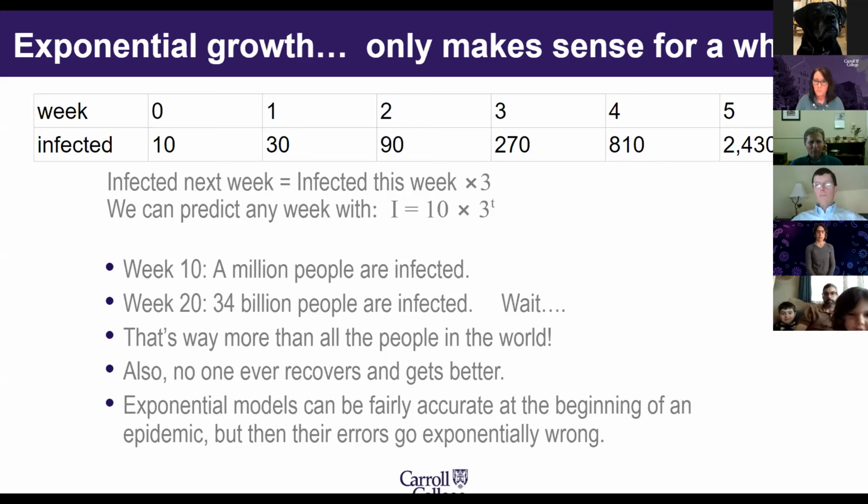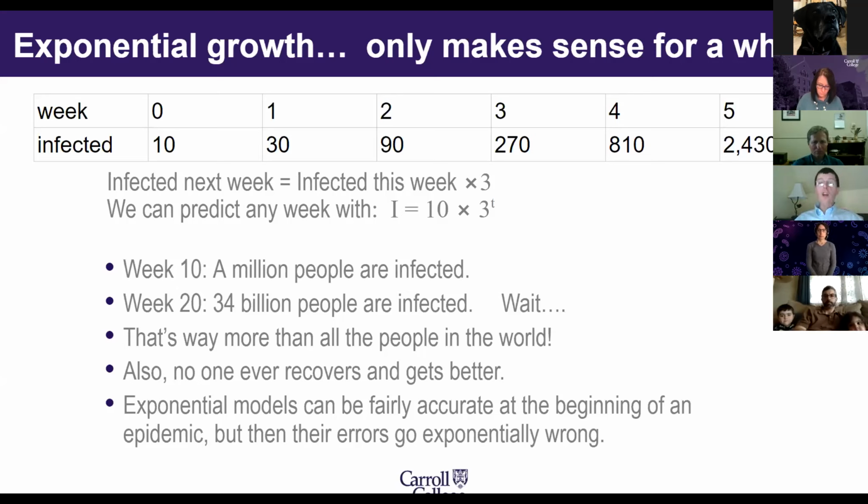By week 10, we would predict that 1 million people would be infected. By week 20, we'd predict that 34 billion people would be infected. And of course, that makes no sense at all. I mean, that's way more than the number of people in the world. So exponential growth may model an early phase of the growth of things, but that's certainly not going to work very well for any period of time. Also, this model never accounts for anybody getting better, so we need to think a little bit harder than that.